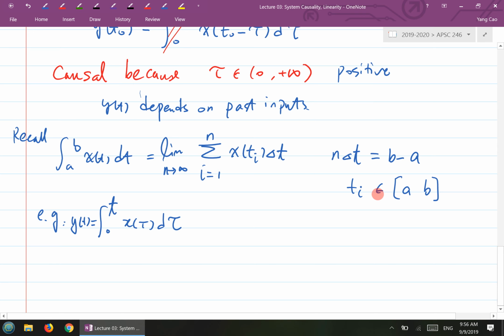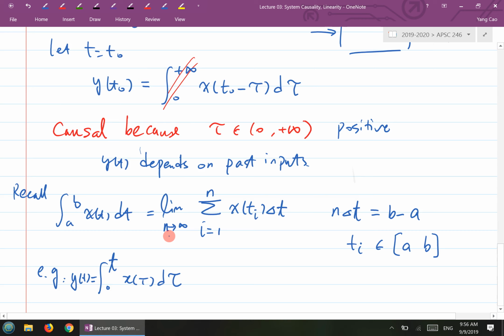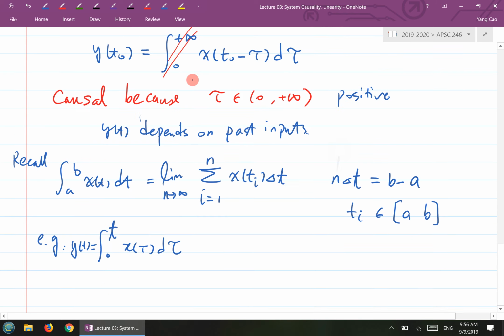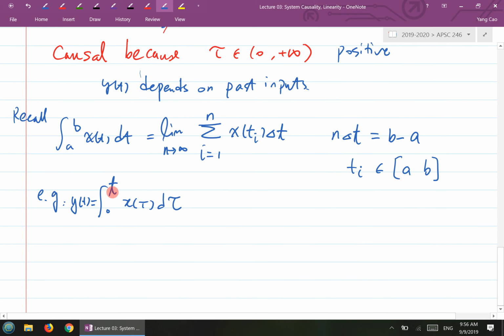If this is the integration, if this is the system here, so output equals the integral from 0 to t of x of tau d tau. See, the difference is what? The previous one is definitely positive infinity here, right? But here I'm using a variable t instead of positive infinity. And here is x of tau. It's different. The other one is x of t minus tau.